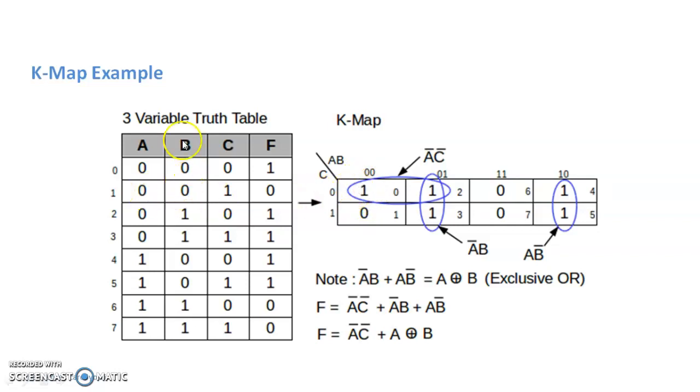Second is A is 0, B is 0 and C is 1. That time output is 0. That's why we write here output 0.